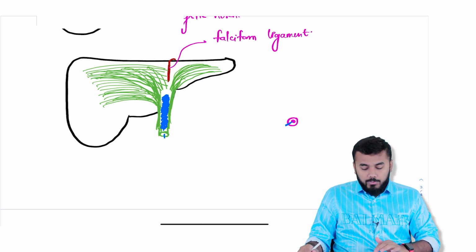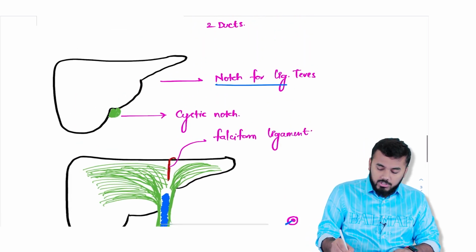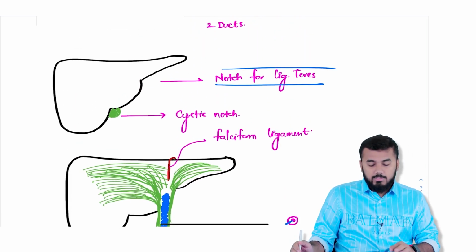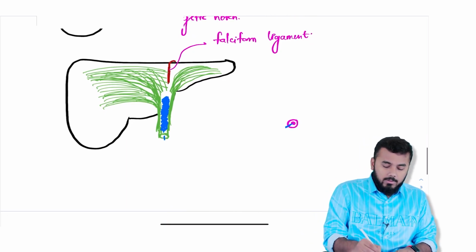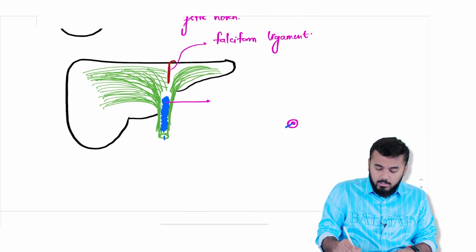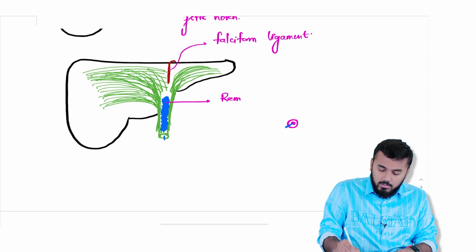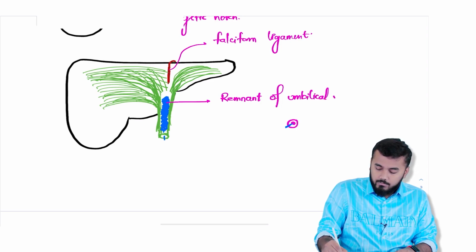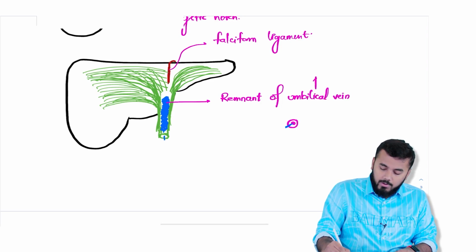So that's what I told you previously, that we have got a notch here. This is called as notch for ligamentum teres. So this is nothing but called as ligamentum teres. So if I ask you, ligamentum teres is a remnant of what? Remnant of umbilical vein.